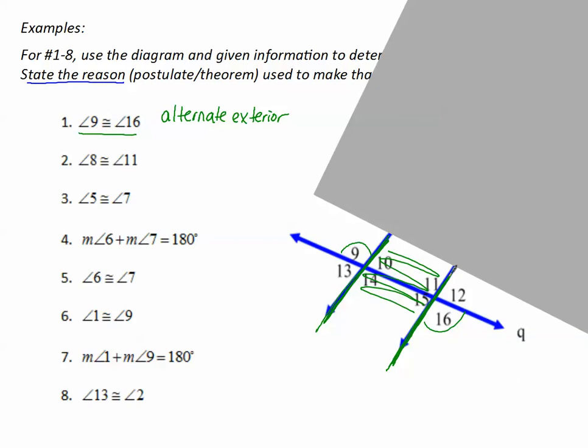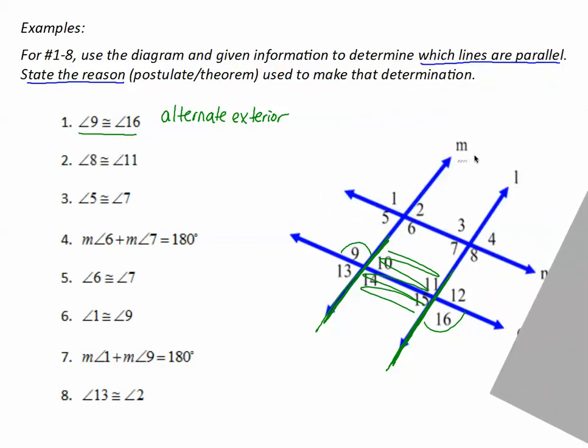Now I covered up what those lines are called, so let's move our paper and check out what those lines are. There they are, line M and L. M is parallel to L. So by the alternate exterior angles converse, I can say that M is parallel to L.